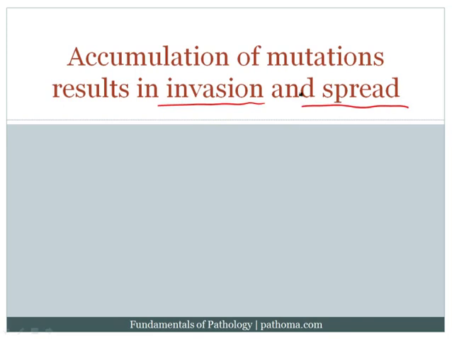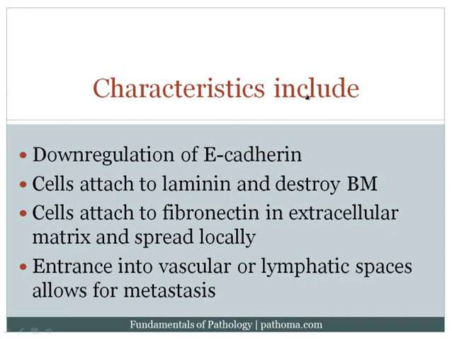And so eventually what will happen in the case of cancer is that accumulation of mutations will result in invasion and spread. And remember that the hallmark of cancer, of malignant neoplasia, is that it locally invades, and the defining feature of malignant neoplasia or cancer is that it will spread to distant sites, which is also called metastasis. Now, in order for this spread to occur, there are a few characteristic changes that have to arise within the tumor to promote such spread. And so what I'd like to do is walk you through those.